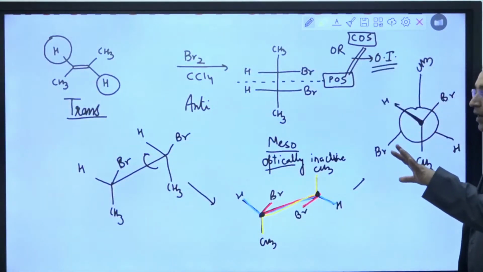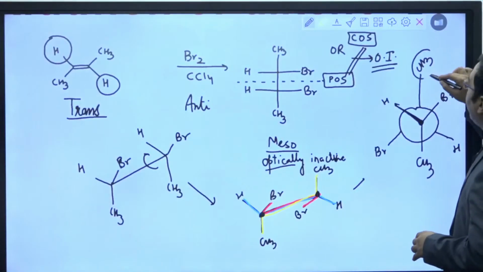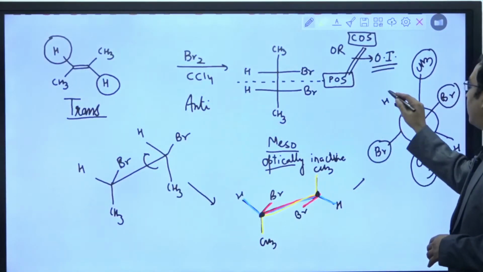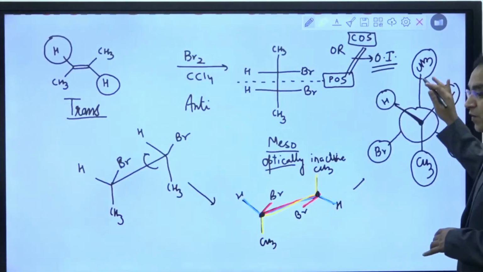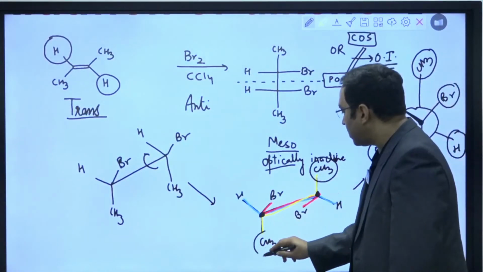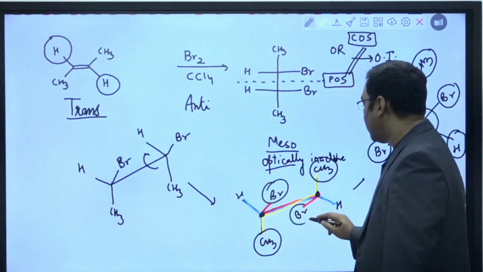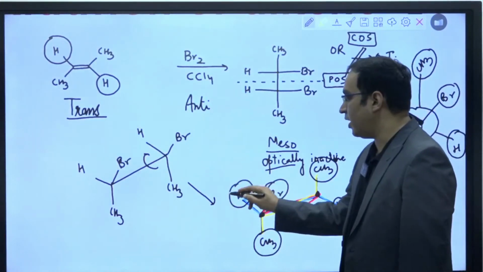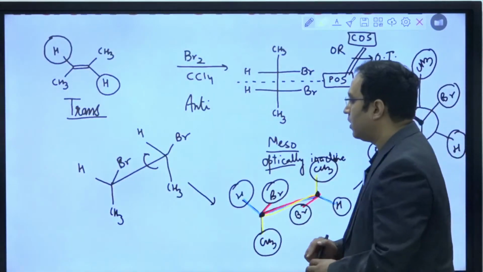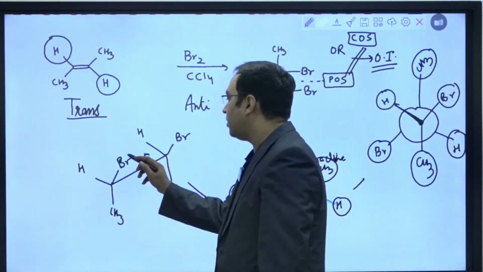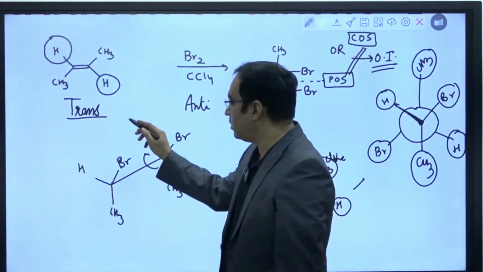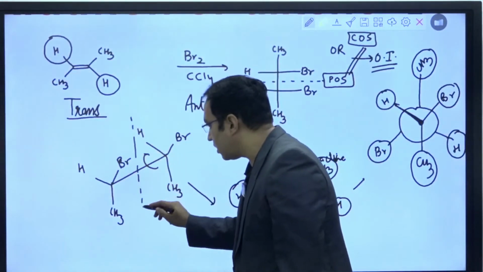Okay, I'll give you one simple hint once again. CH3 opposite CH3, Br opposite Br, H opposite H. This is one way to find out meso. Another way to find meso: if you just tilt the whole thing, CH3 overlapping CH3, Br overlapping Br and H overlapping H, that's also meso. This is also plane of symmetry.